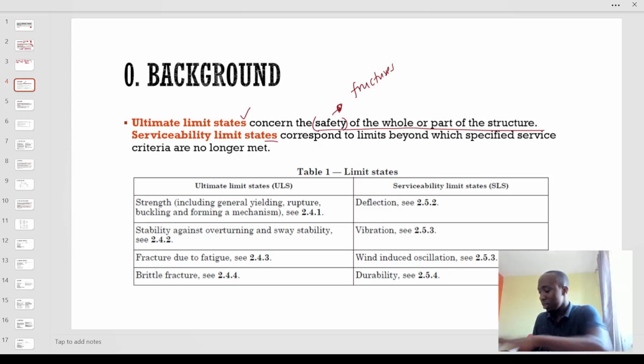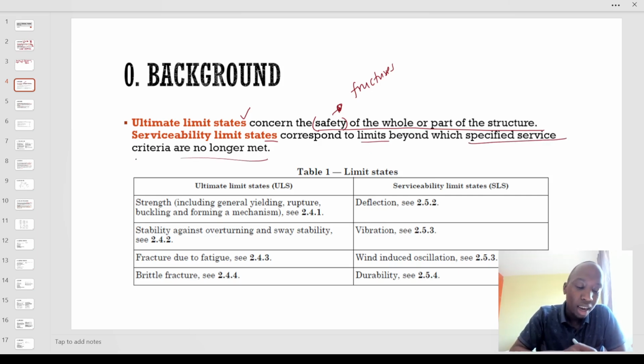Staying in a room that can swing, or something that has bent, has deflected. When there is wind, you can feel that, and hear all those sounds. So it is still within the ultimate limit state, but it's not within serviceability. So serviceability limits correspond to limits beyond which specified service criteria are not met.